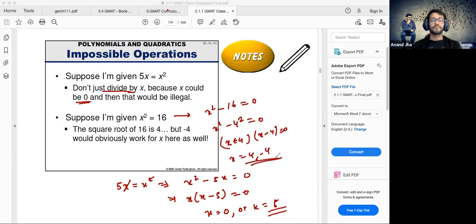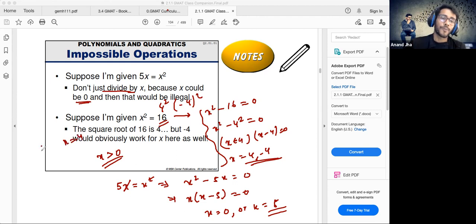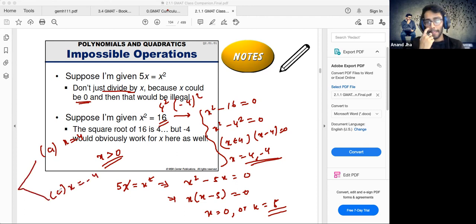Okay, that's why. But you don't have to do this. 16, everybody knows. 4 square is also 16. Minus 4 square is also 16. So take both positive and negative. In the question, sometimes it is mentioned x greater than 0, then we'll take 4. If it is mentioned x less than 0, then minus 4. If nothing is mentioned, suppose in option A they are giving x equals to 4, and in option C they are giving x equals to minus 4. So both A and C are correct in that case.